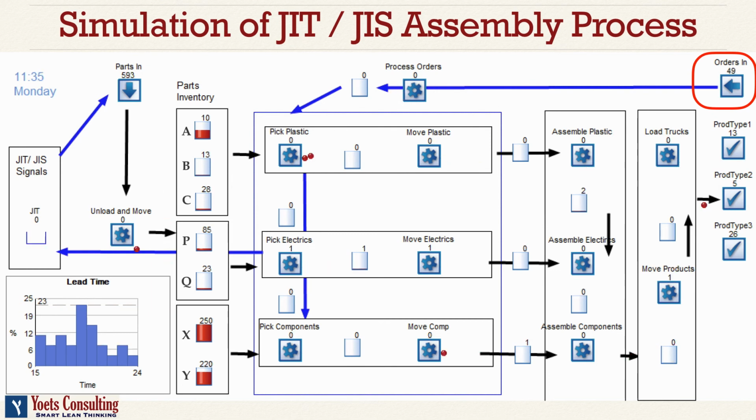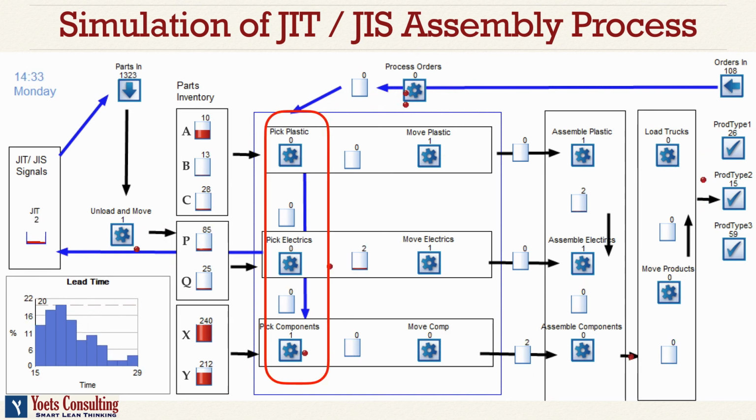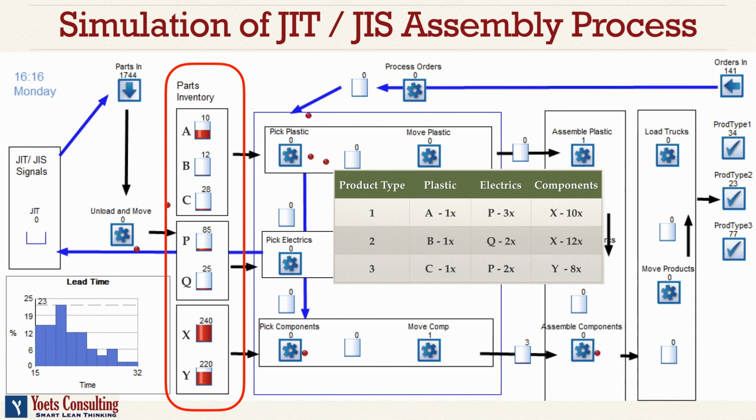You can see 45, 47, 50, 52, etc. Those orders coming in, right? And they get processed. And that blue line is the information flow. And this information comes to these three activities: pick plastic, pick electrics, pick components. And they pick up the parts from the parts inventory according to the type, according to the spreadsheet that I have shown here, the table.